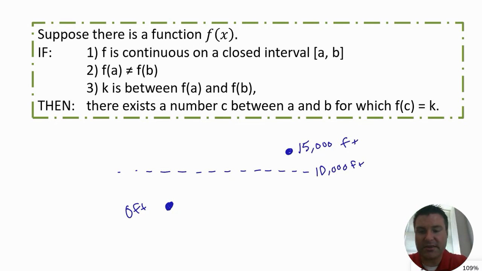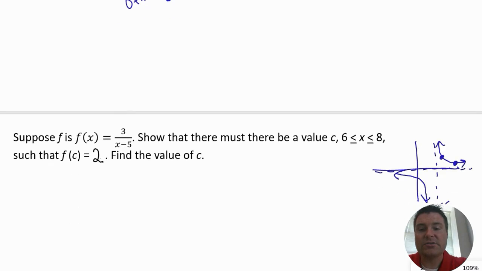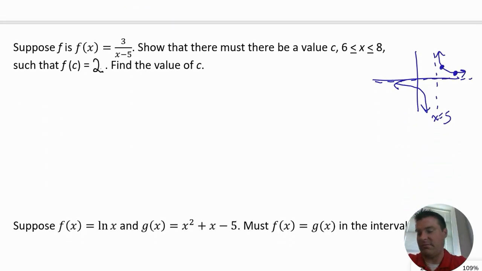There's no way to connect these two dots from here to there unless we get through 10,000, and that's what the Intermediate Value Theorem does. As long as our function is continuous on our interval that we have here, those endpoints are not equal, and that k value is between f of a and f of b, in this case between 0 and 15,000, then there must be some time that we are at 10,000 feet in the air. So let's go ahead and practice this problem here.